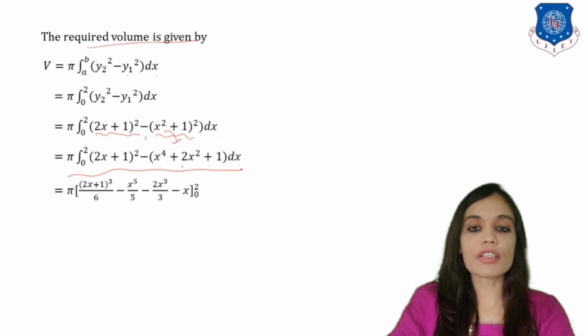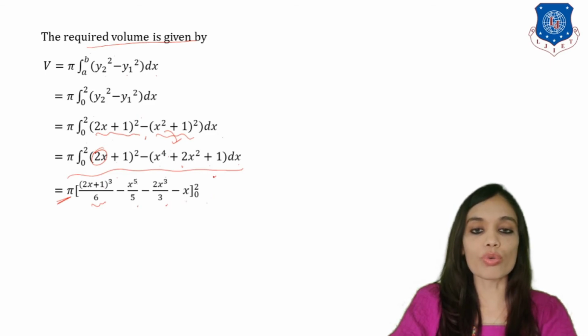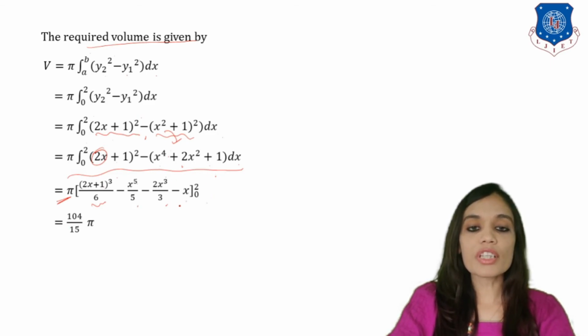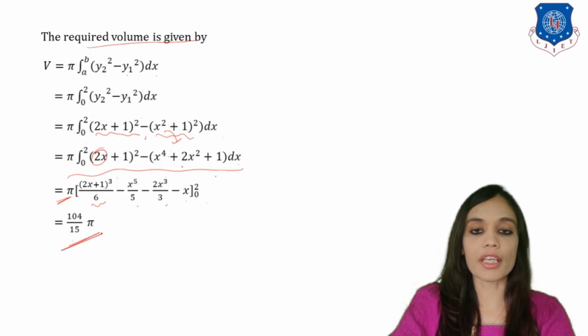Now integrate these terms. So pi will remain as it is. Integration of this will be what? (2x plus 1) whole cube upon 3, and the derivative of this will be 2, so totally we will get 6. Integration of this will be x raised to 5 by 5. Integration of this will be 2x cube upon 3, and integration of 1 will be x, and your limits are 0 to 2, right? So now put the limits and simplify. So your volume V will be equal to what? 104 upon 15 pi. Okay.